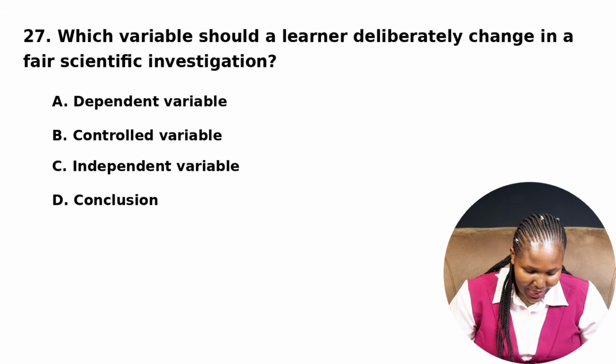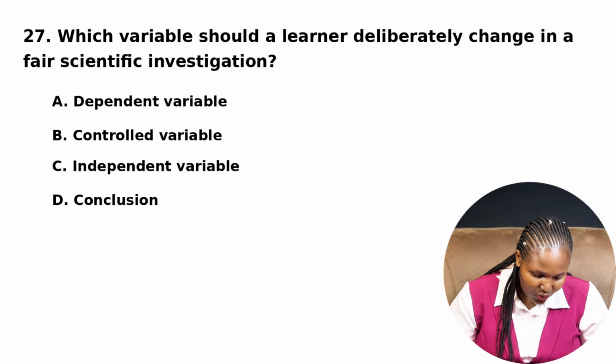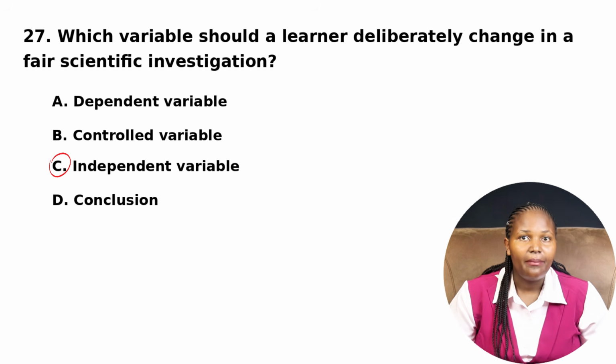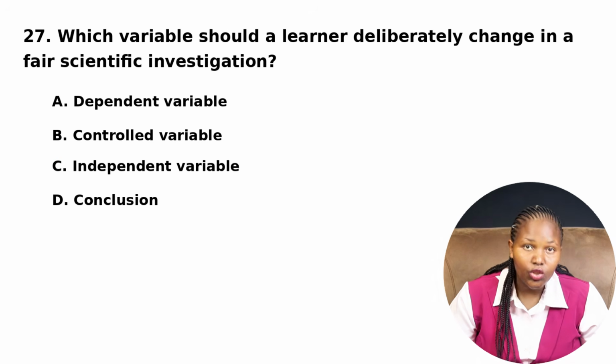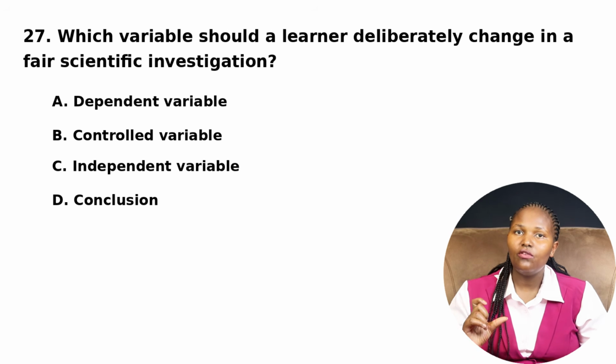Which variable should a learner deliberately change in a fair scientific investigation? A, dependent variable. Remember that the dependent variable is measured. Then B, controlled variable. Controlled variables are kept constant. So when we are doing a project, the controlled variables are kept constant. Then C, independent variable. That is correct, because the independent variable is deliberately changed to help us compare what we are looking at. And then D, a conclusion. Remember that a conclusion is made after the results have been analyzed, so that you can give what you are concluding.